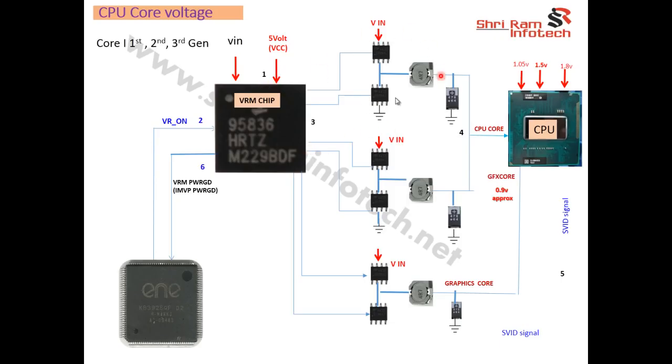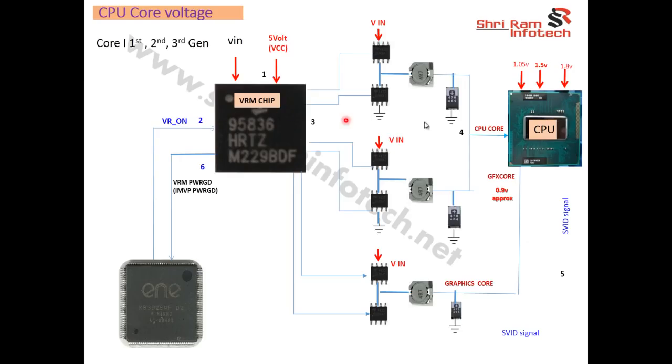Then these are the pulse width modulators. We can see a total of 3 pulse width modulators: 2 for the CPU core and 1 for the graphics core. It's not necessary that all VRM sections have 3 pulse width modulators. In some sections the graphics core is generated by a different pulse width modulator, like that also. But here we can take both sections together on a single screen.